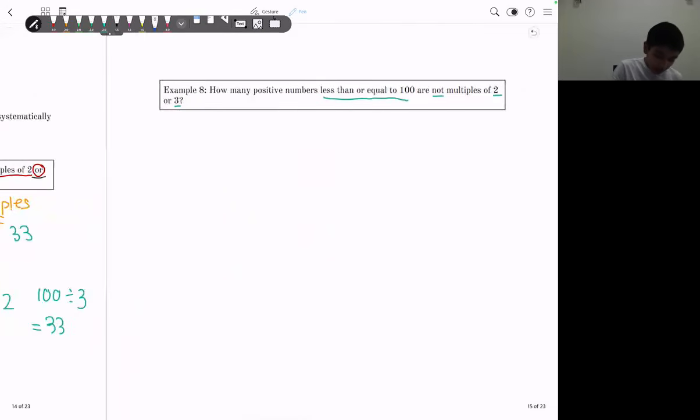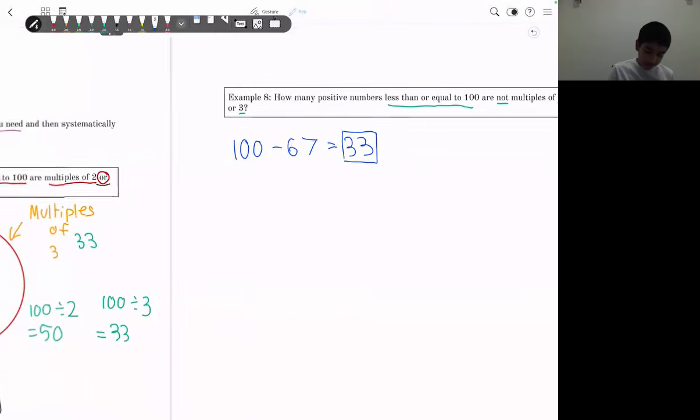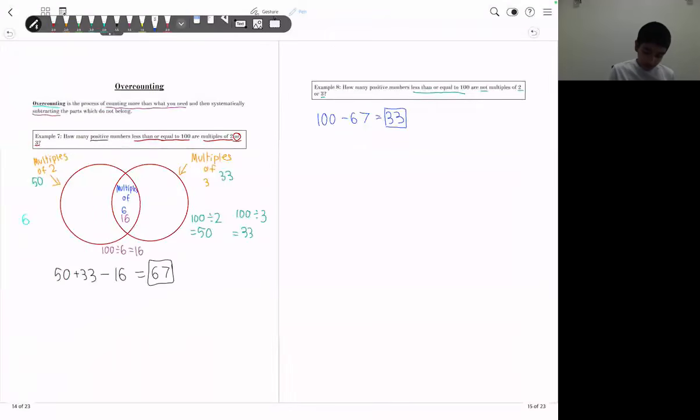And clearly, there are 100 positive numbers less than or equal to 100. But then there are 67 numbers that are multiples of 2 or 3. So there are 33 numbers that are not multiples of 2 or 3. So our answer for this problem is 33. Make sure you understand both of these problems and how we use the Venn diagram to approach this problem.